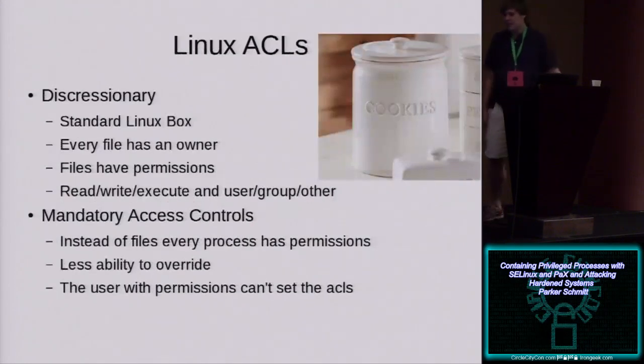So, with access controls in Linux now, you have your user, your group, and the owner of the file. The owner can change the permissions. The owner of the file can chmod and root can chmod. And these are called discretionary access controls, as opposed to mandatory access controls.